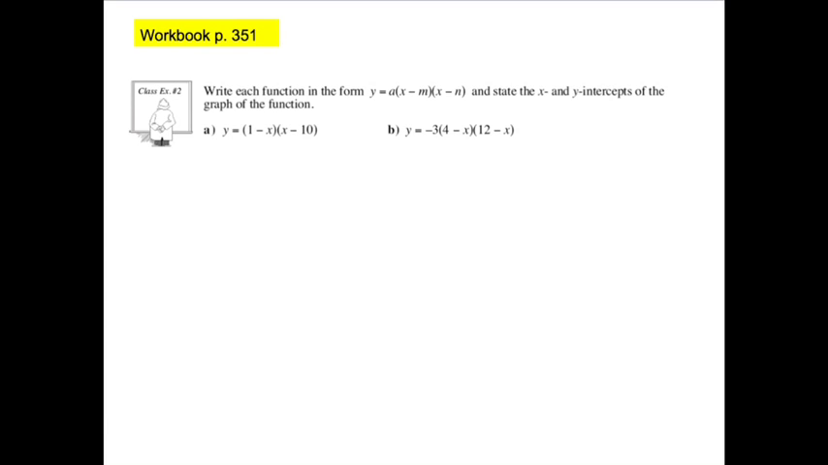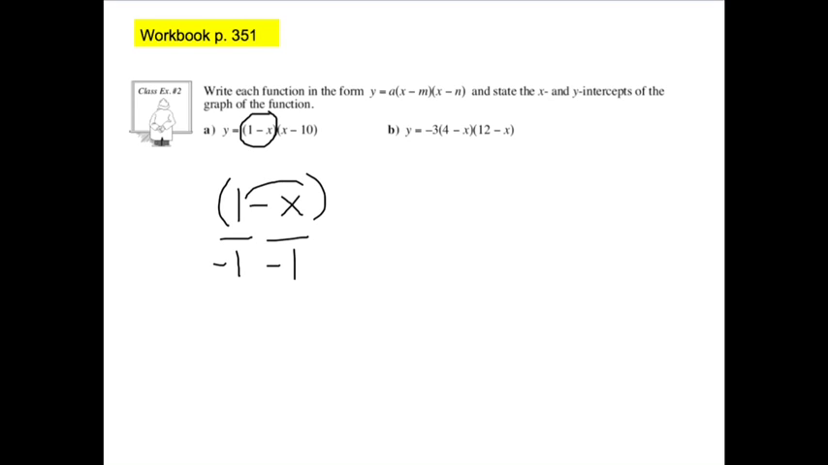Write each function in the form y is equal to a, x minus m, x minus n, and state the x and the y-intercepts of the graph of the function. Well, you notice here, we got one bracket where everything seems to be switched. Take that bracket out, and in order to switch it, because this is being subtracted, we're going to divide each one of these by -1.